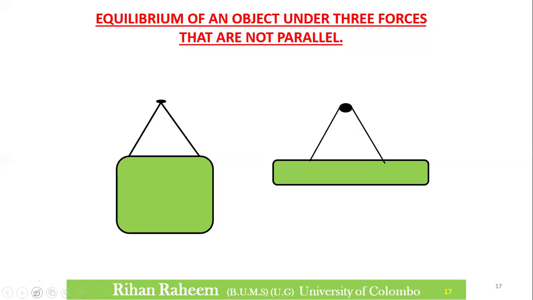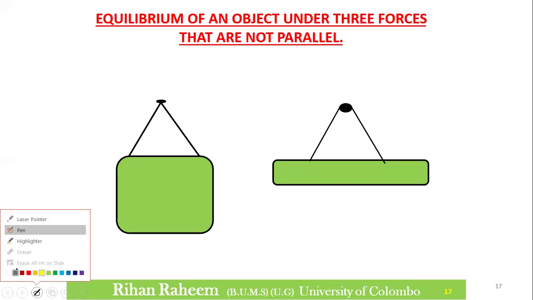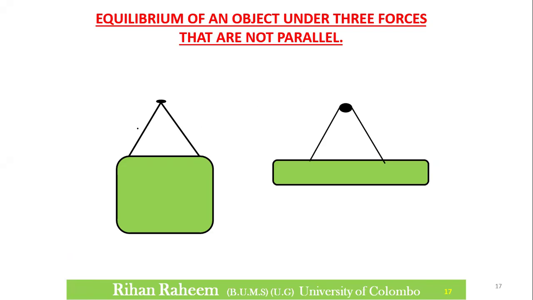Let's move on. Yeah, these are the examples for equilibrium under three non-parallel forces. Tension, and the weight of the object, W equals mg. Hope you all are clear. Then there's a question, what is meant by normal reaction force?